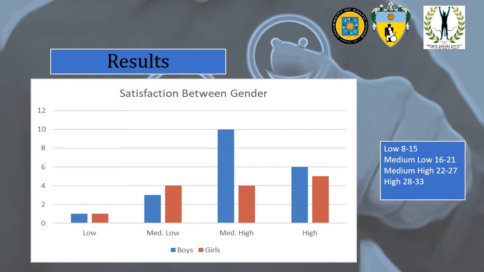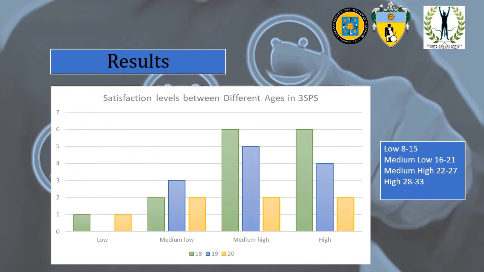The results when comparing by gender show that an equal number of males and females have low satisfaction, but there are more females who belong to the medium-low group, while there are more males that belong to the medium-high and high group. The results for satisfaction among different ages show that satisfaction doesn't really correlate with age at all, showing all ages correlate exactly the same in a way.